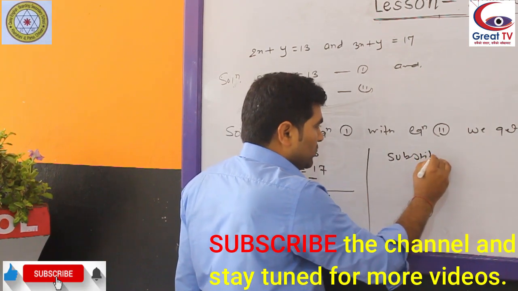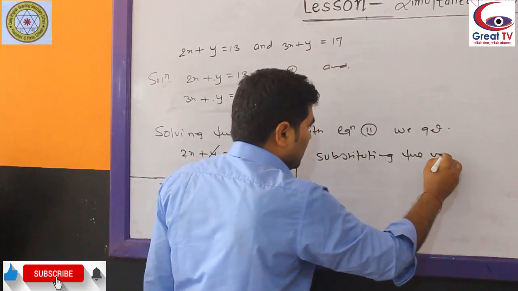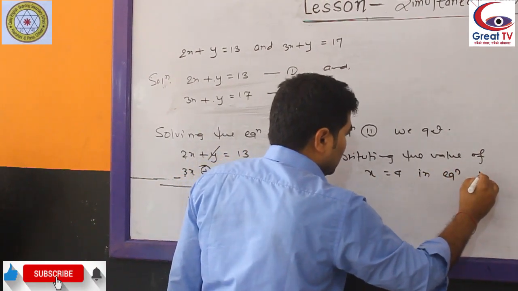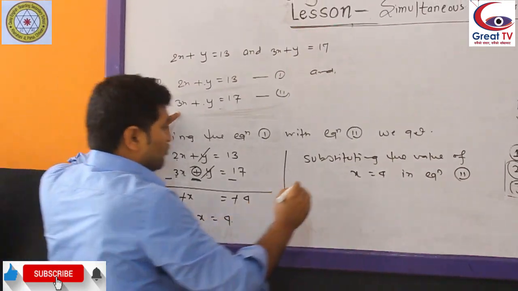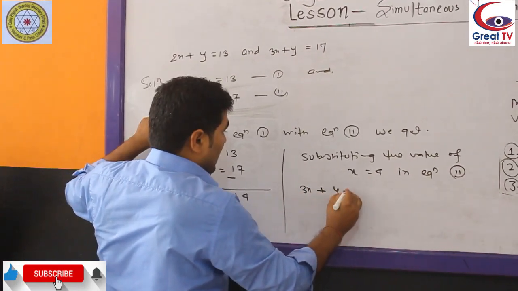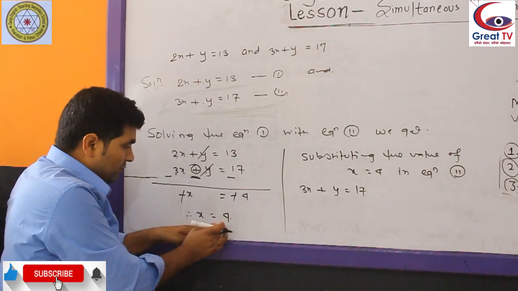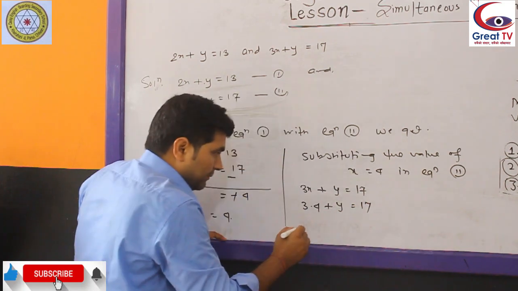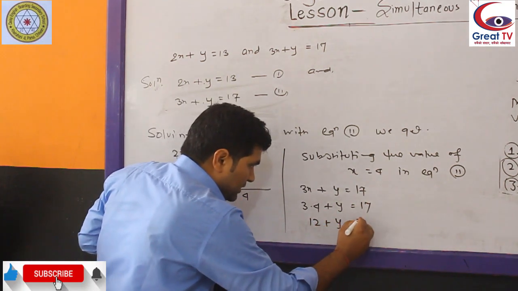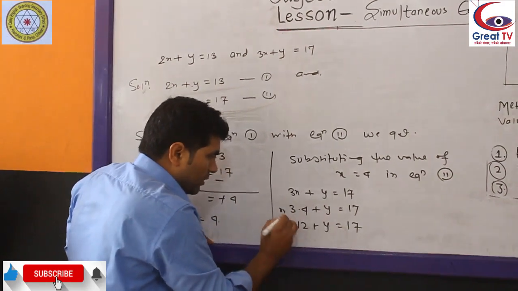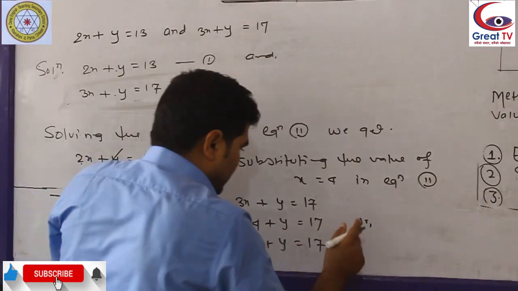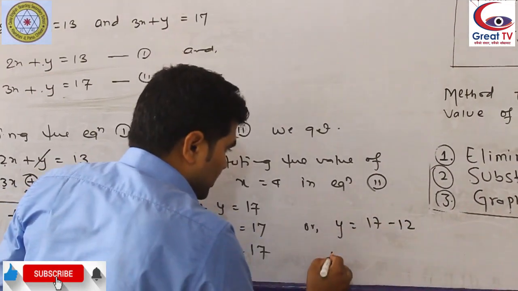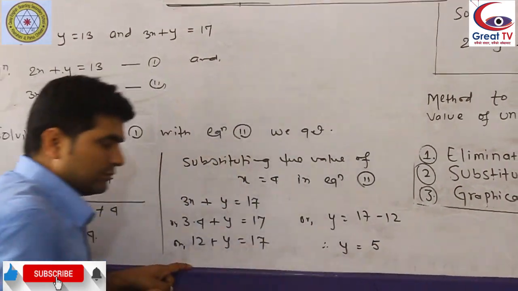Substituting the value of x equal to 4 in equation second, that 3x plus y equal to 17. Now the value of x equal to 4, so 3 times 4 plus y equal to 17. 12 plus y equal to 17. Or this one gets to another side, subtract from the 17, that y equal to 17 minus 12. Therefore the value of y equal to 5.